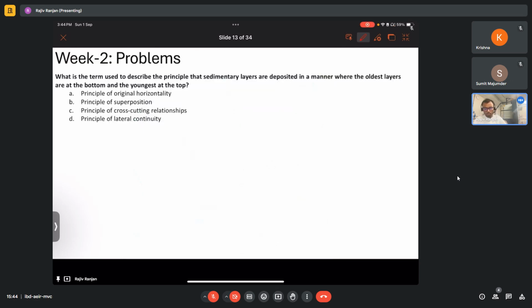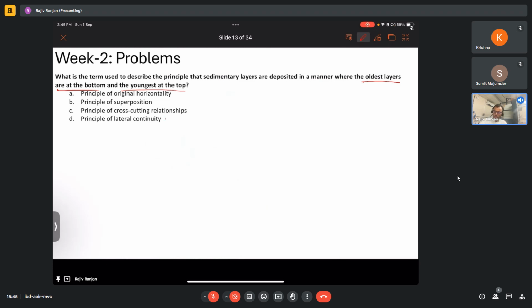Okay, next question. What is the term used to describe the principle of sedimentary layers being deposited in a manner where the oldest layers are at the bottom and the youngest layers at the top? Option A, principle of horizontality, B, principle of superposition, C, principle of cross-cutting relationship, and D, principle of lateral continuity. So the question is asking about the oldest layers at the bottom and the youngest layers at the top.